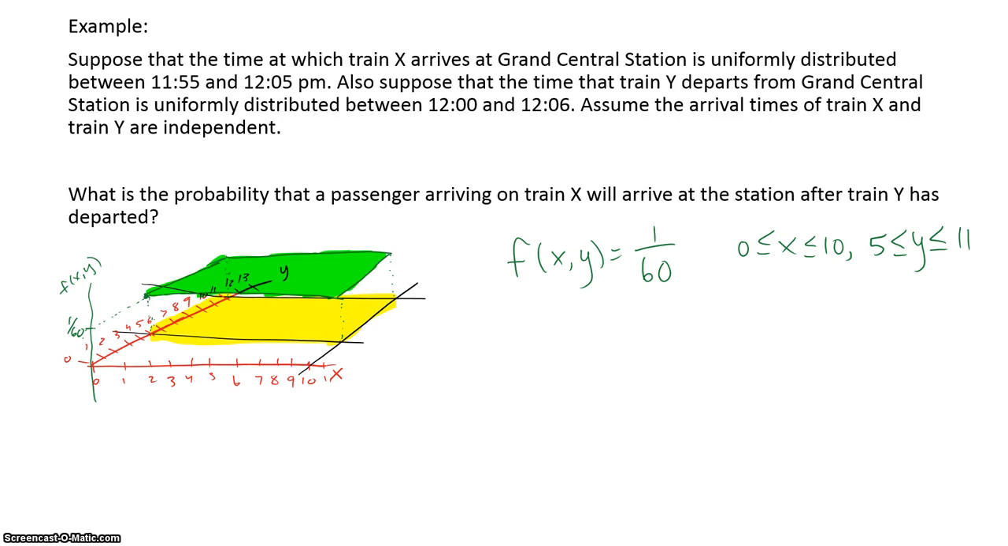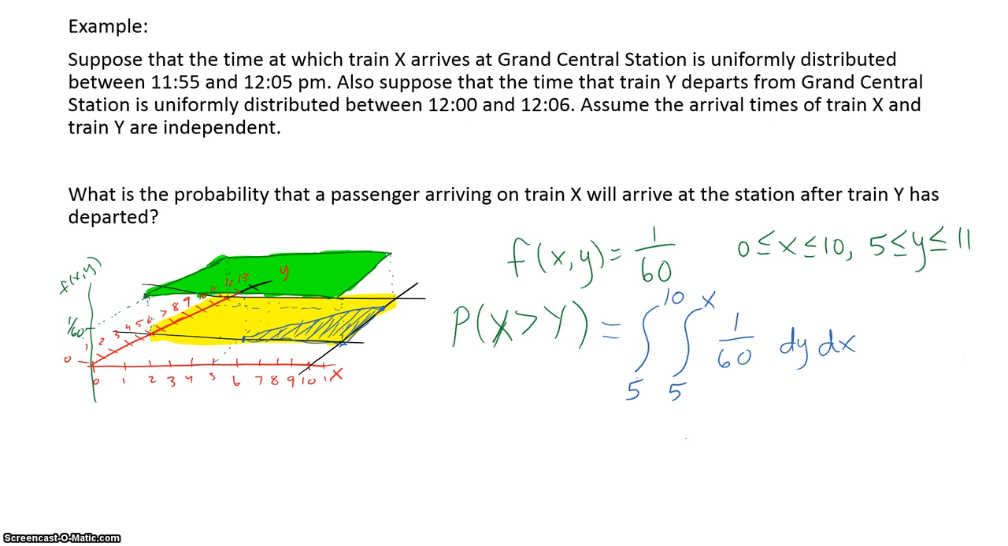Now, if I want to know what is the probability that a passenger arriving on train X will arrive at the station after train Y has departed, what I'm really asking is, what's the probability that X is greater than Y? So take a minute and try to set up the integral that you can use to answer this question.